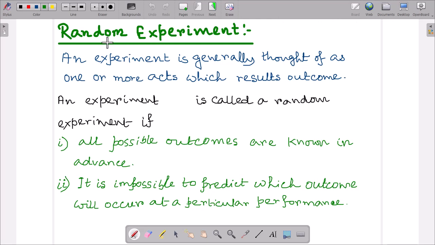First of all, we see what is random experiment. Now to explain random experiment, we first need to know what is an experiment. An experiment is generally thought of as one or more acts which results in outcomes. Now, an experiment is called random experiment if all possible outcomes are known in advance, but it is impossible to predict which outcome will occur at a particular performance.